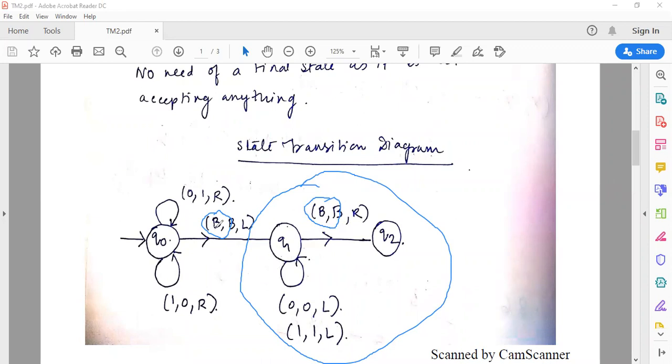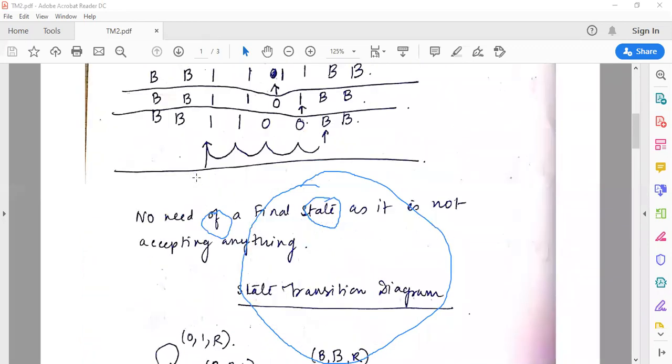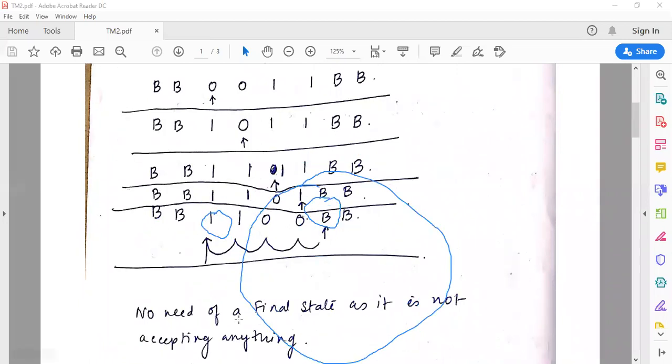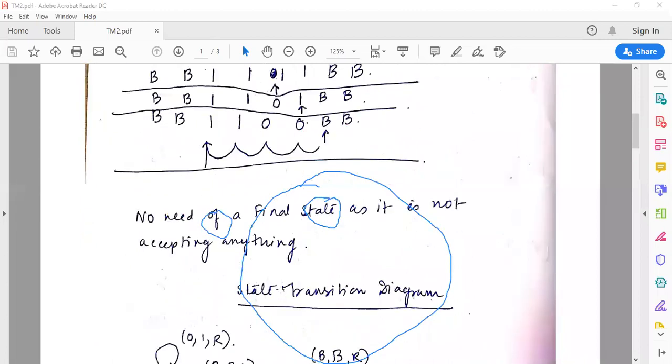We are finally reaching this point. If we see this structure, finally we are reaching this point, sorry, not this point, this point. That is the first point that we had started with. So this is how we are calculating the ones complement.